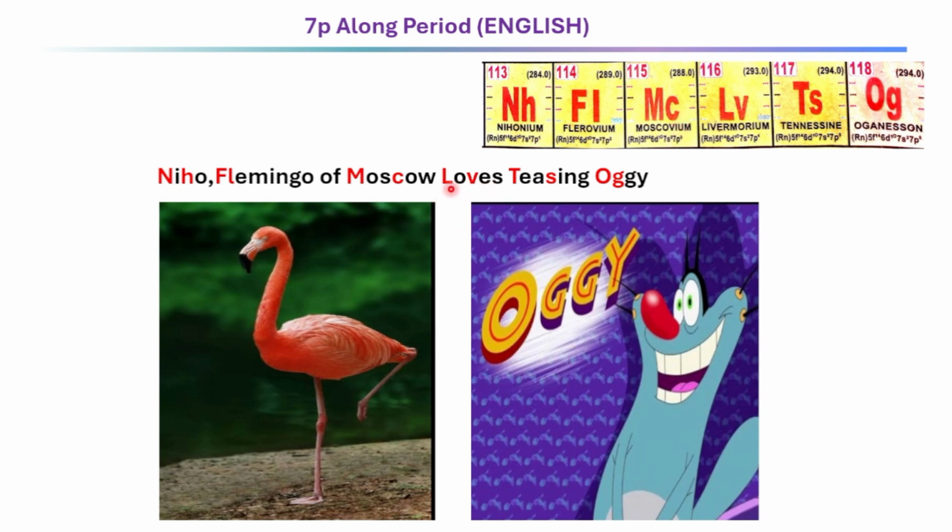Loves, in this loves, L and V stand for Livermorium. And teasing, T and S, stands for Tennessine. And Augie stands for Oganesson. So Niho, flamingo of Moscow, loves teasing Augie in a friendly manner. That's how you can remember these 7p elements.